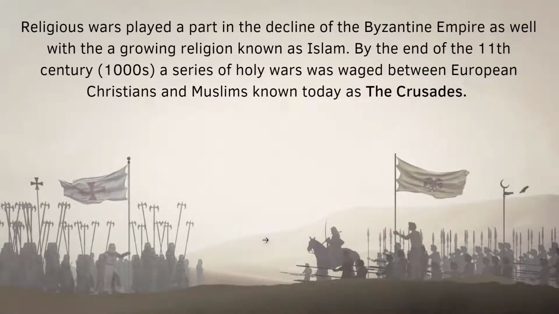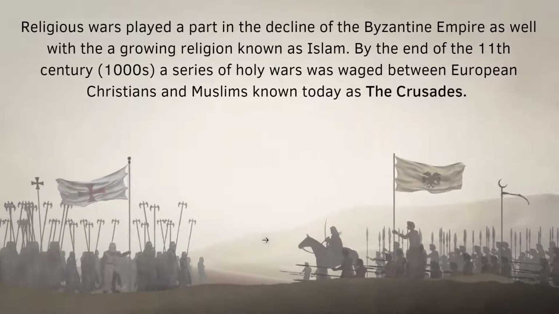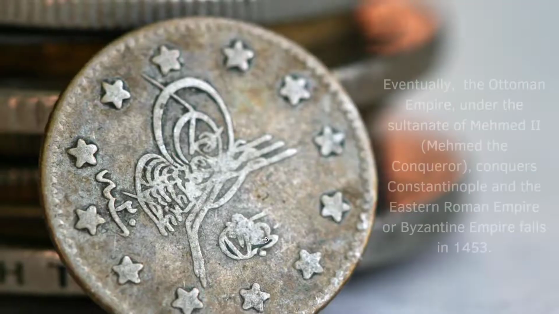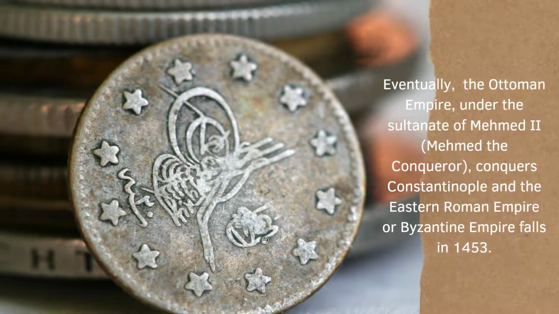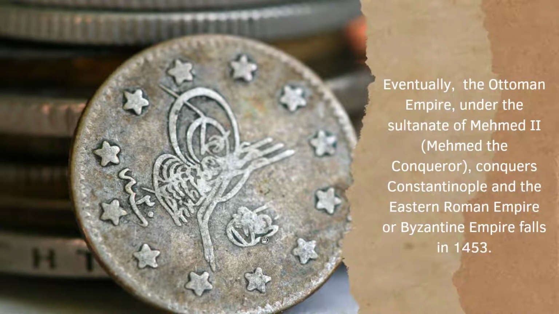Now, with the group known as Islam. By the end of the 11th century, the Crusades were happening between the Christians and the Muslims. But eventually, the Ottoman Empire under the Sultan Mehmed II, or Mehmed the Conqueror, conquered Constantinople, and the Eastern Roman Empire, or the Byzantine Empire, fell in 1453 CE. And this is a picture of the Ottoman Empire's coin.